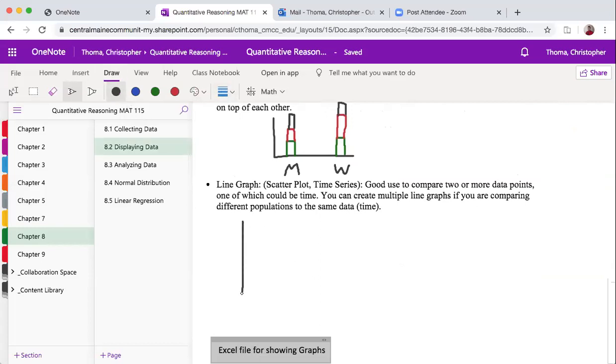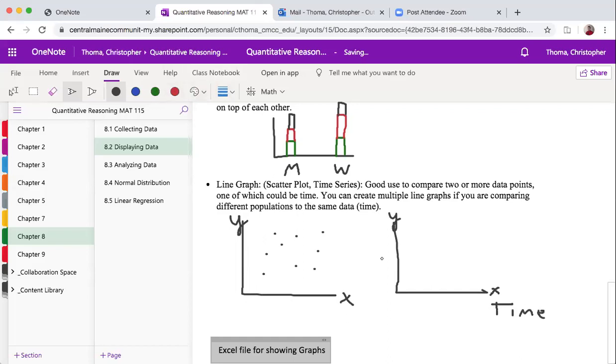A scatter plot is exactly what you kind of do in algebra class, right? So you have a y, you have an x, and you just start plotting some points. And that's all a scatter plot is. Versus a time series is the same thing. You have a y and you have an x, but in this case, x is time. And then again, you plot some points.